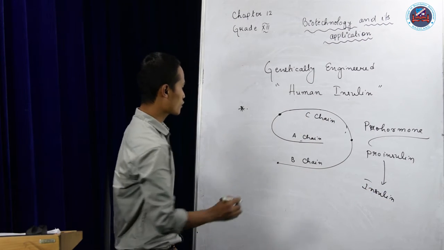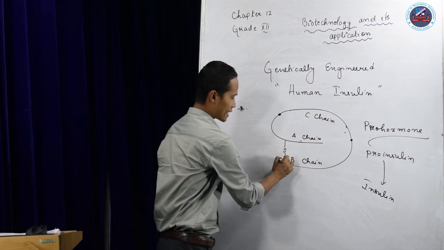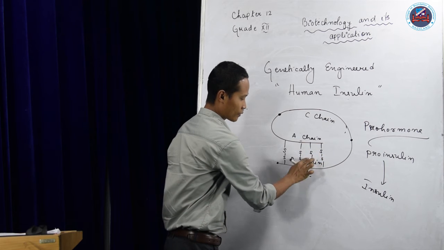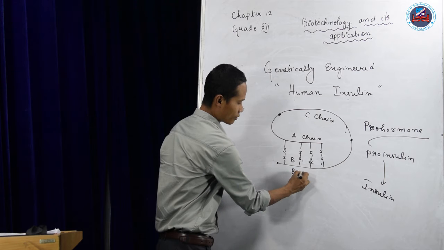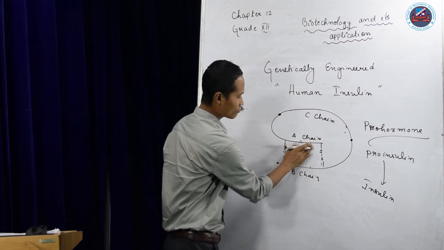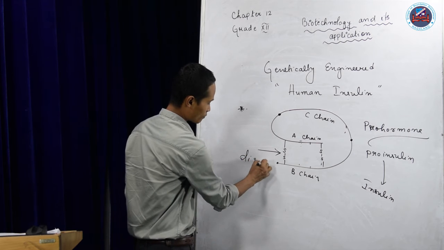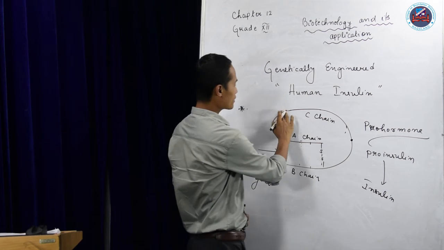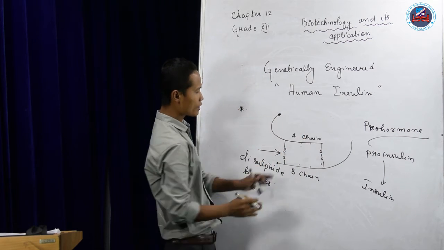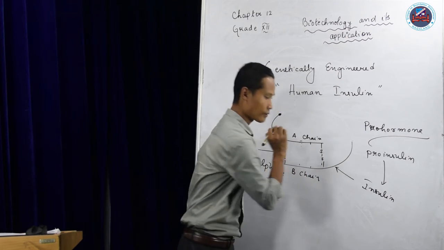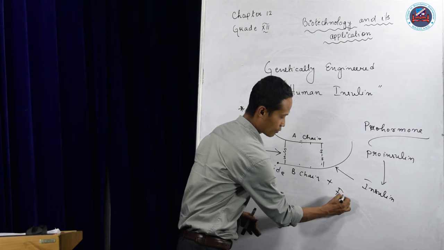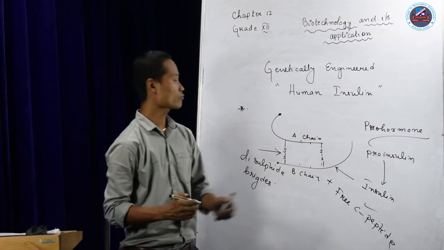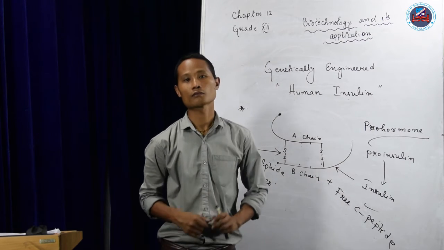And how does it happen? Between the A chain and B chain, there are disulfide bridges. This question was also asked in your AIIMS examination and even in your NEET examinations. So the B chain and the A chain have disulfide bridges. If we eliminate this C chain, and there is only the A chain and B chain, we consider it insulin, plus free C peptide. If you release the C peptide chain, we call it insulin, the fully matured insulin that is required for the diabetic patient.